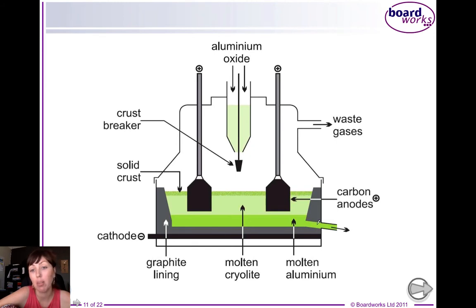Then the aluminum, the molten aluminum, would be removed through here, okay? And you can see waste gases are released here. So this is what industrial electrolysis of aluminum looks like.